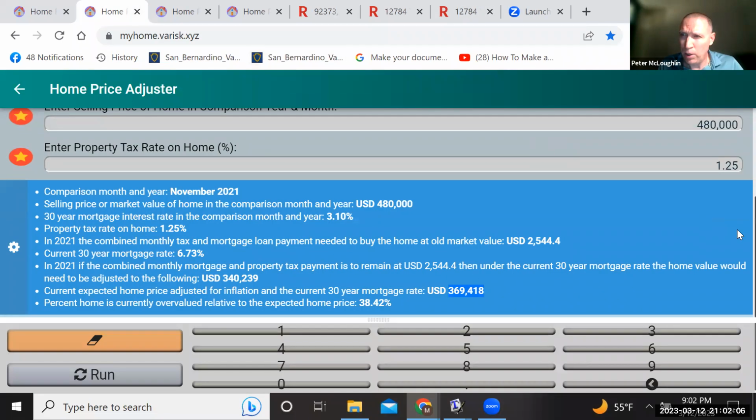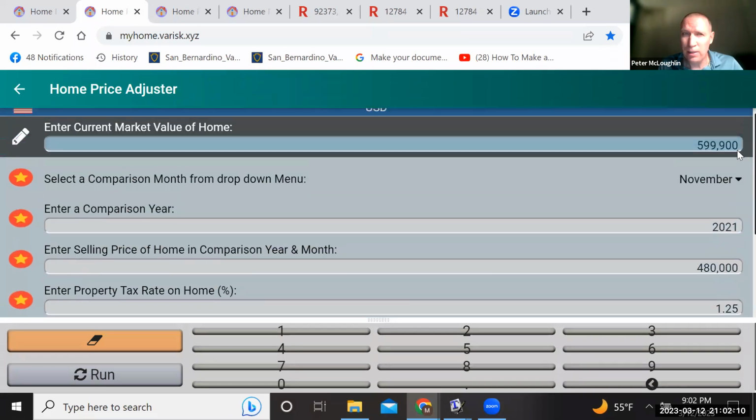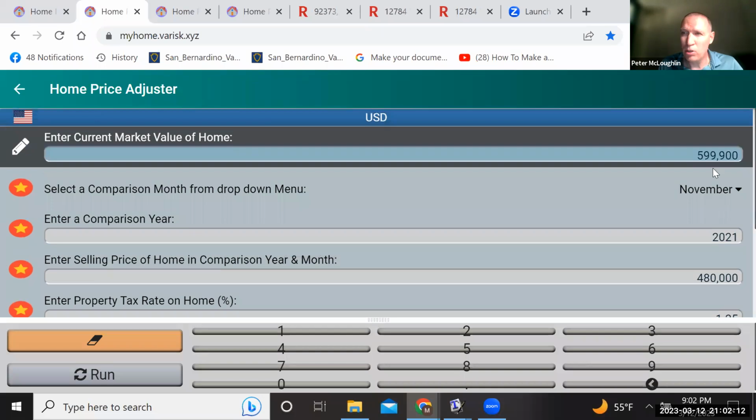If you click on the home price adjuster, it takes you to this calculator. I've already entered in the information. You put the listing price of the house. So here's the listing price, $599,900. That's the current listing price.